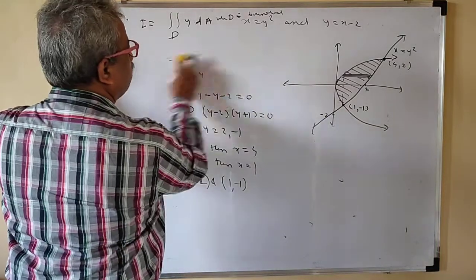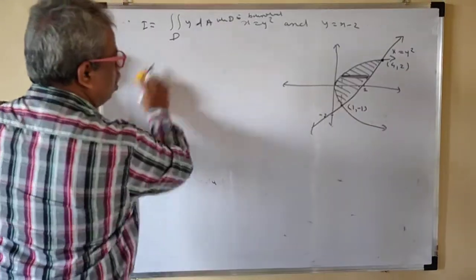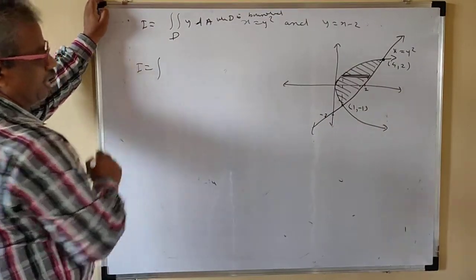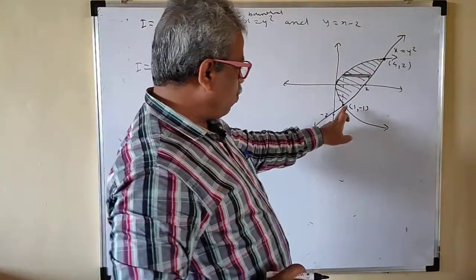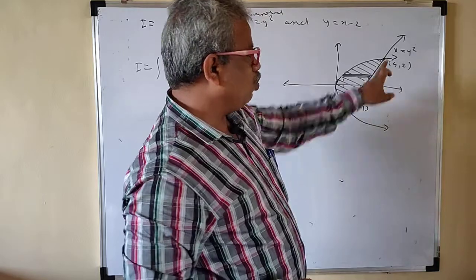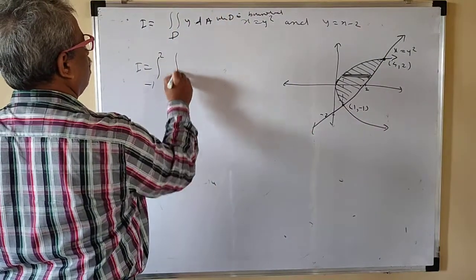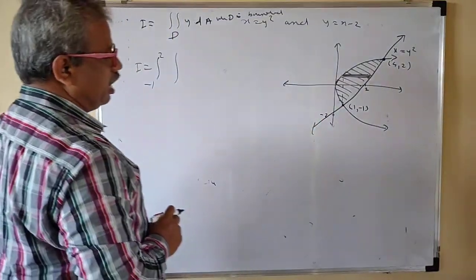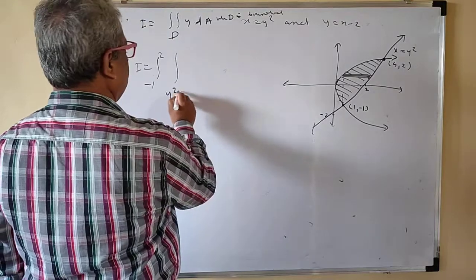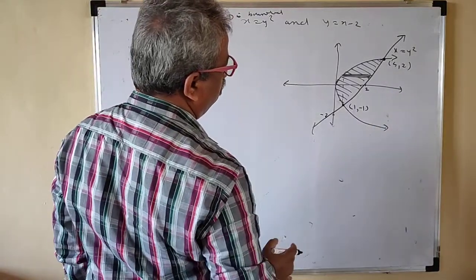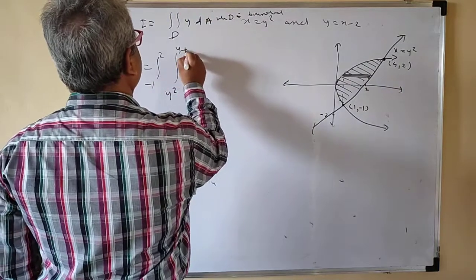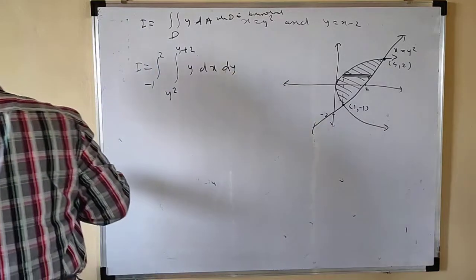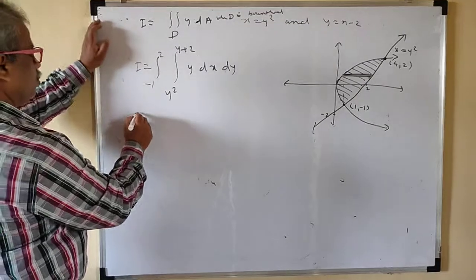Okay, so now we'll write the limits. When we draw the strip parallel to the x-axis, we first write the limits of y. The limits of y are -1 to 2, and the limits of x: x from the left curve is y squared, and x from the right curve is y plus 2. So the integral is dx dy.